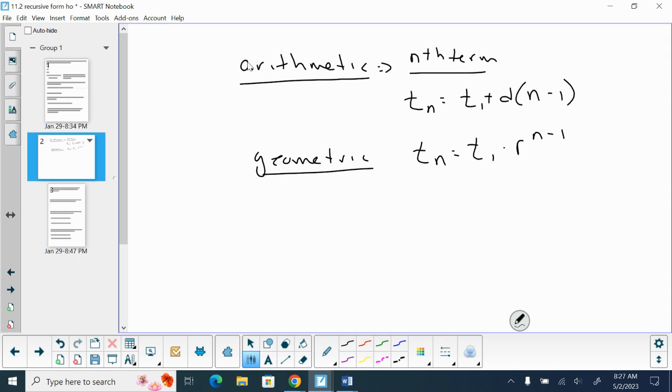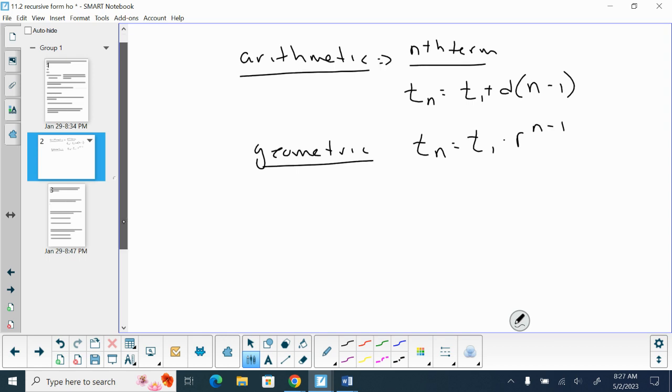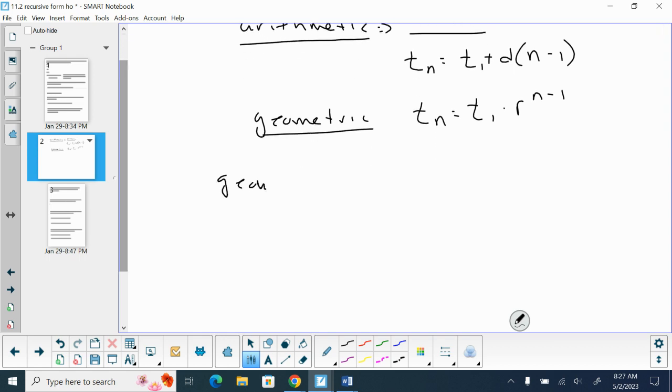All right, we have to write a general formula. We have a geometric sequence, and we have a common ratio of negative 2. How we find that common ratio is we take a term and divide by the previous term. So negative 10 divided by 5, or 20 divided by negative 10, or negative 40 divided by 20. That will give us our common ratio of negative 2.